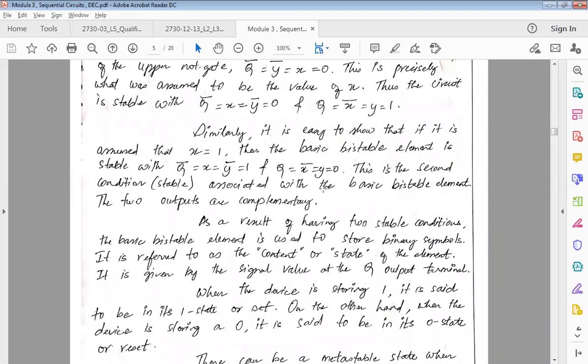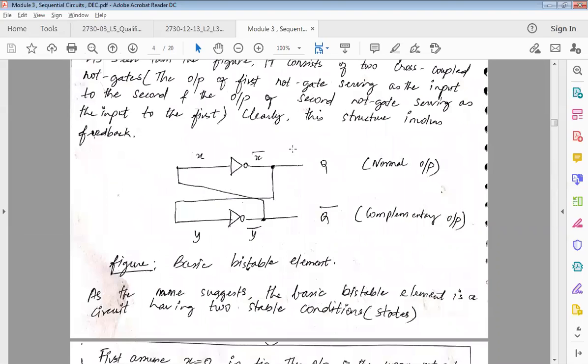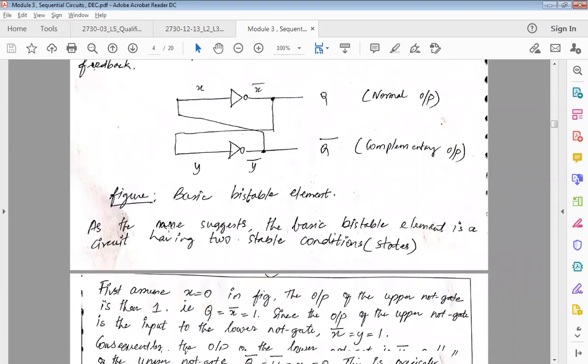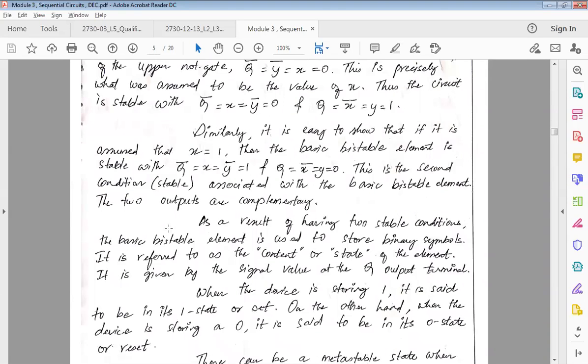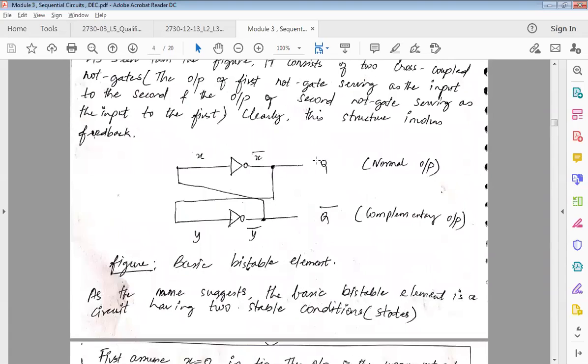So whatever output I'm getting here, this value is very much important. The value of Q is important because it is my normal output and it is going as input to the next stage, right? So it's very important. Most of the times, if you know the value of Q, you don't have to calculate the value of Q bar, because you know that it's a complemented version of Q.